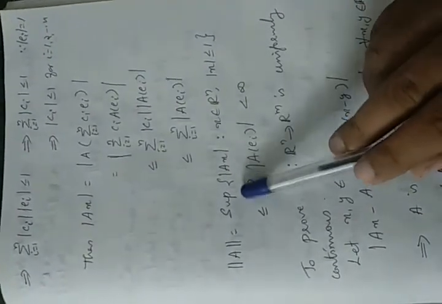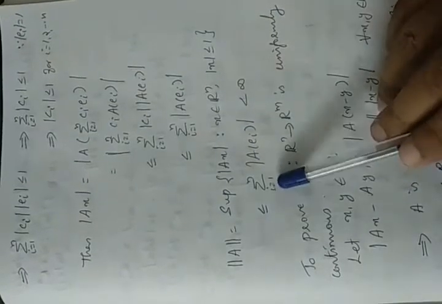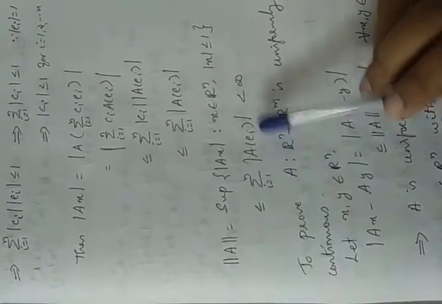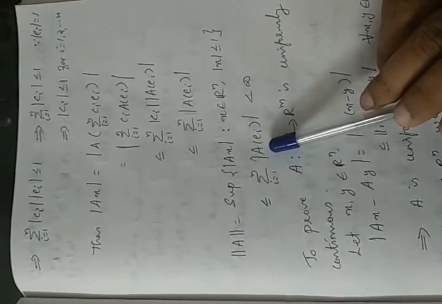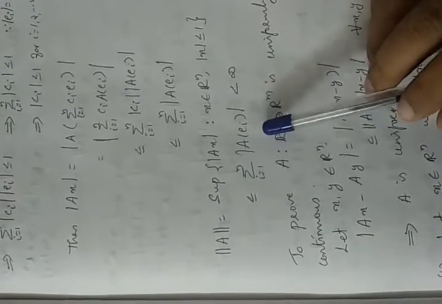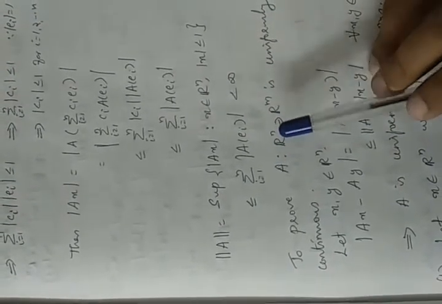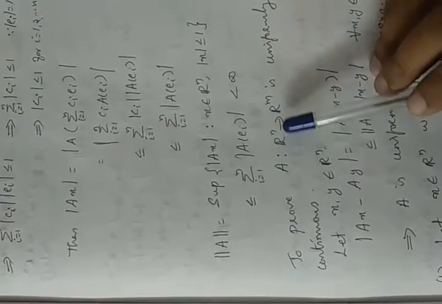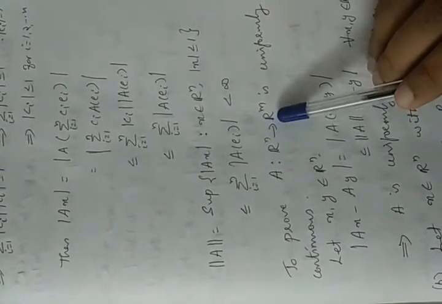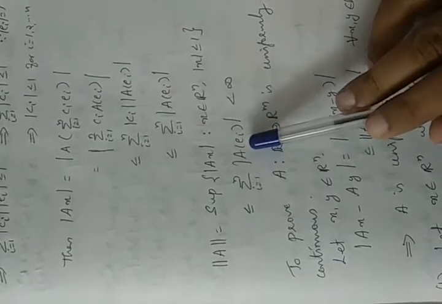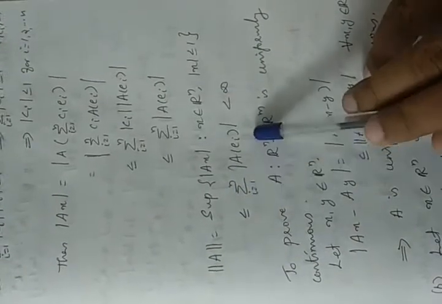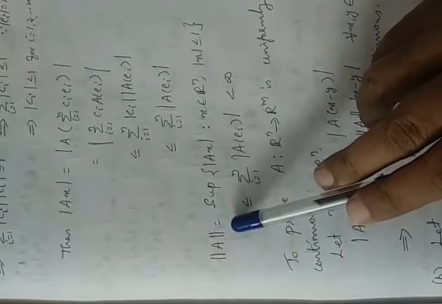Therefore, the supremum of this collection is also less than or equal to this quantity, that is, the sum over i from 1 to n of modulus of A of e_i. And what is A? A is an element of L(R^n, R^m), that is, A is a linear transformation from R^n to R^m. So, A of e_i is an element of R^m. Therefore, modulus of A of e_i is finite, and therefore this is a finite summation. So, this term is also finite. That means the norm of A is finite.